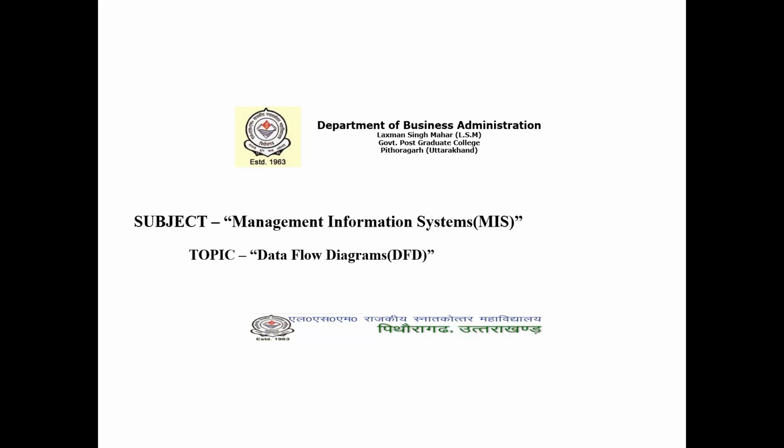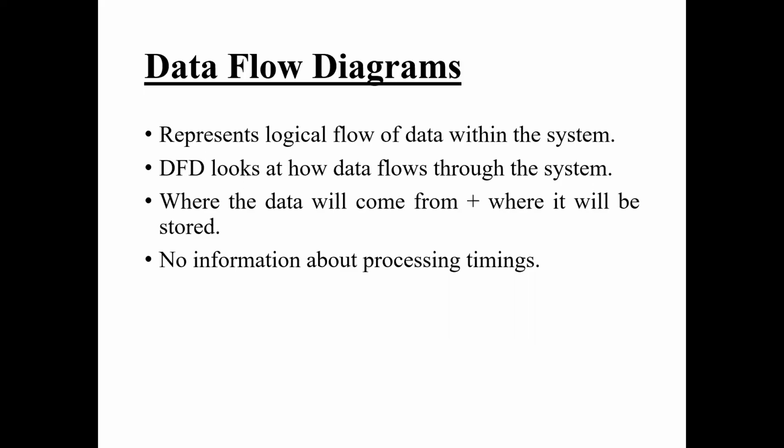A data flow diagram represents the logical flow of data within the system. It shows how data flows through a system. Suppose you are logging in to your Gmail ID: you enter your email ID, then you enter the password, and then you are automatically directed to your Gmail account. So how will this system work? This will be represented by the data flow diagram.